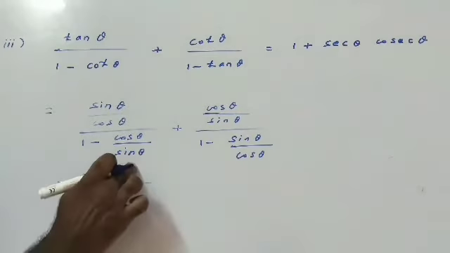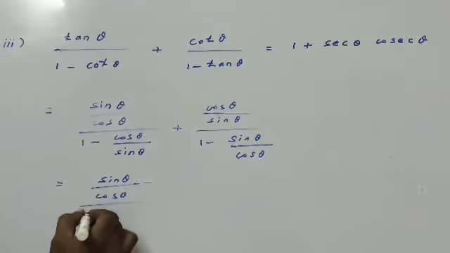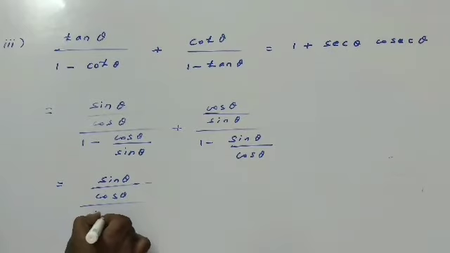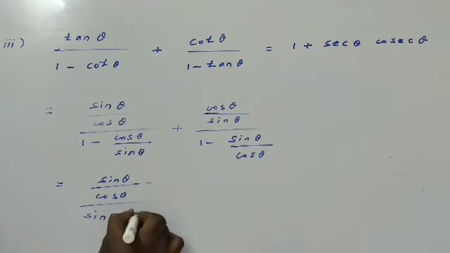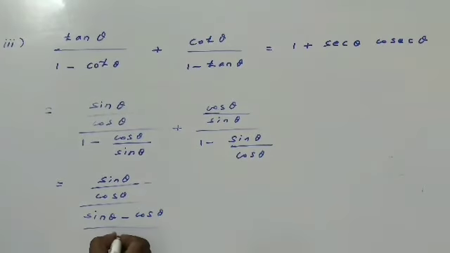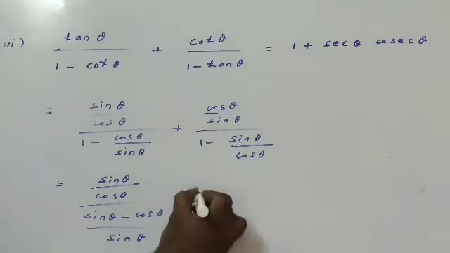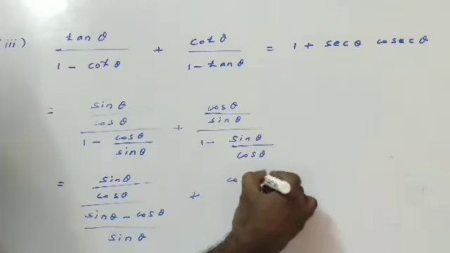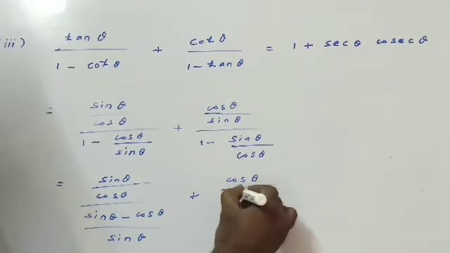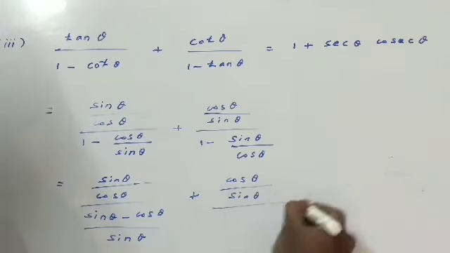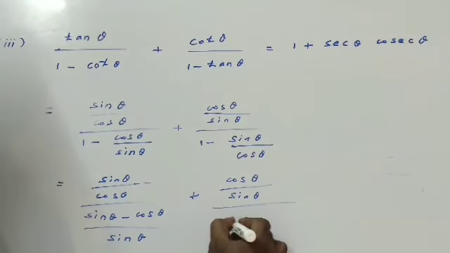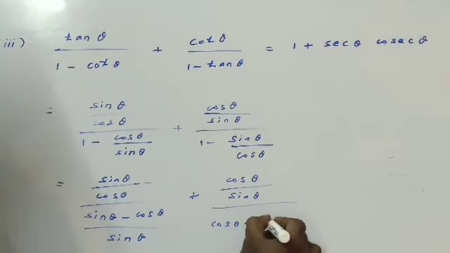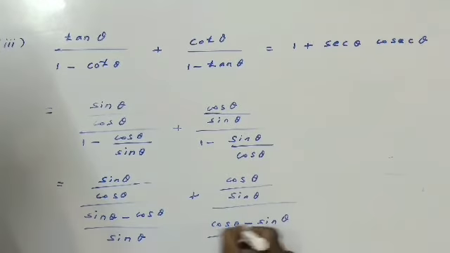Now just cross multiply: 1 into sin theta, sin theta. So we get (sin theta minus cos theta) divided by sin theta, plus cos theta by sin theta, divided by (cos theta minus sin theta) by cos theta.